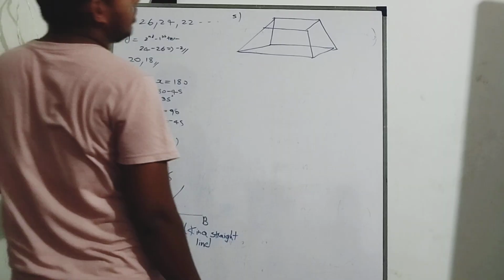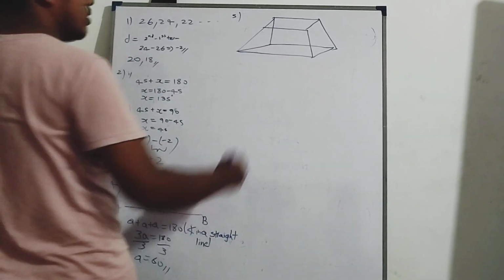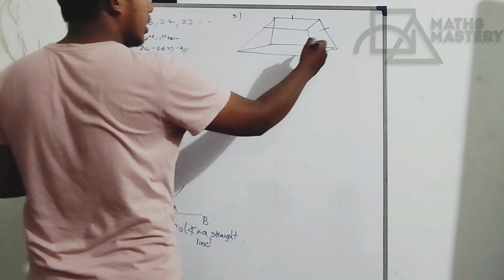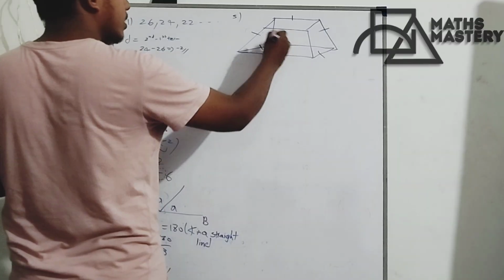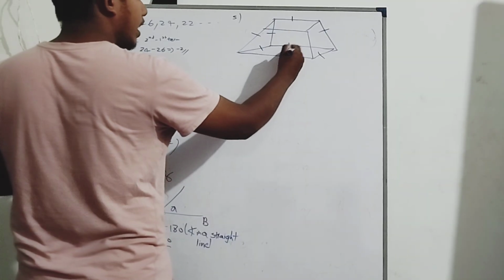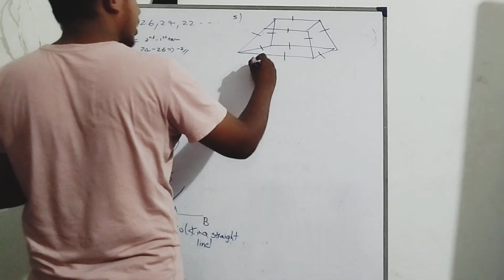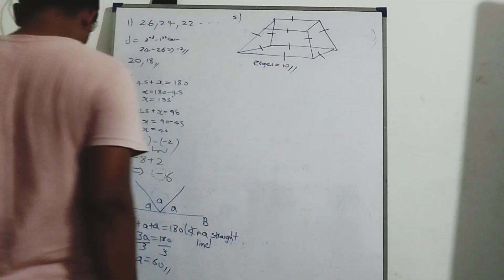What are edges, students? Edges are the lines. So let's count one by one. This is 1, this is 2, this is 3, this is 4, this is 5, this is 6, this is 7, this is 8, this is 9, and this is 10. So altogether there are 10 edges.